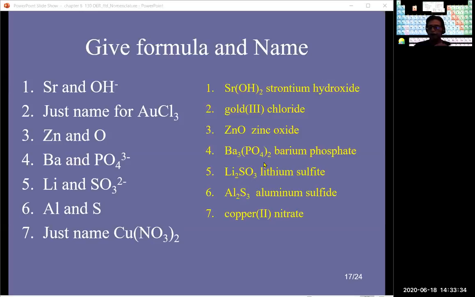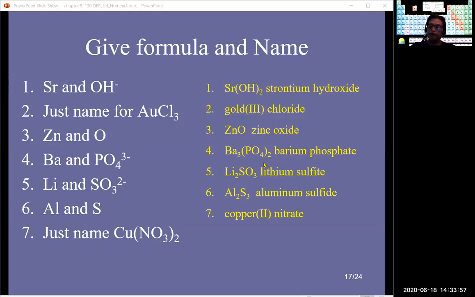Number 2, they're asking you just simply for the name. Well, Au is gold, okay? Au is gold, and it's not part of the 16. So we need to calculate what its oxidation number is. So we look at the partner, the anion, which are chlorides. There's 3 of them. That must be gold 3, okay?